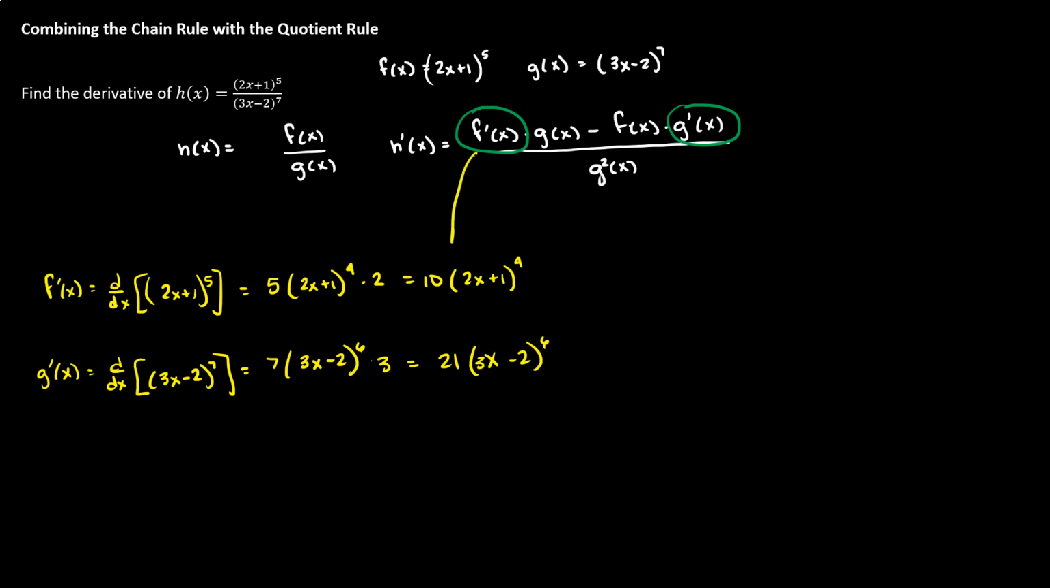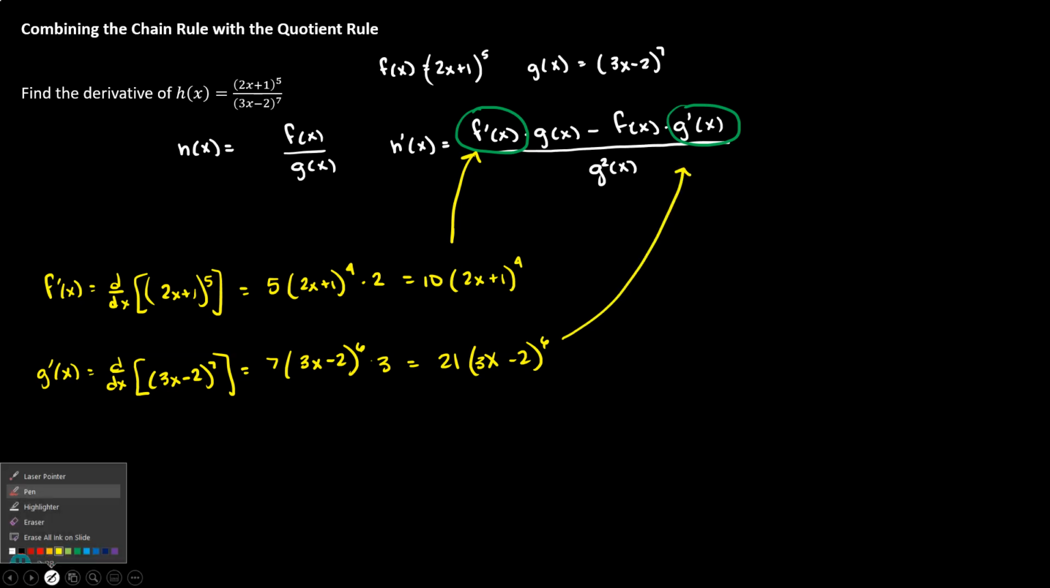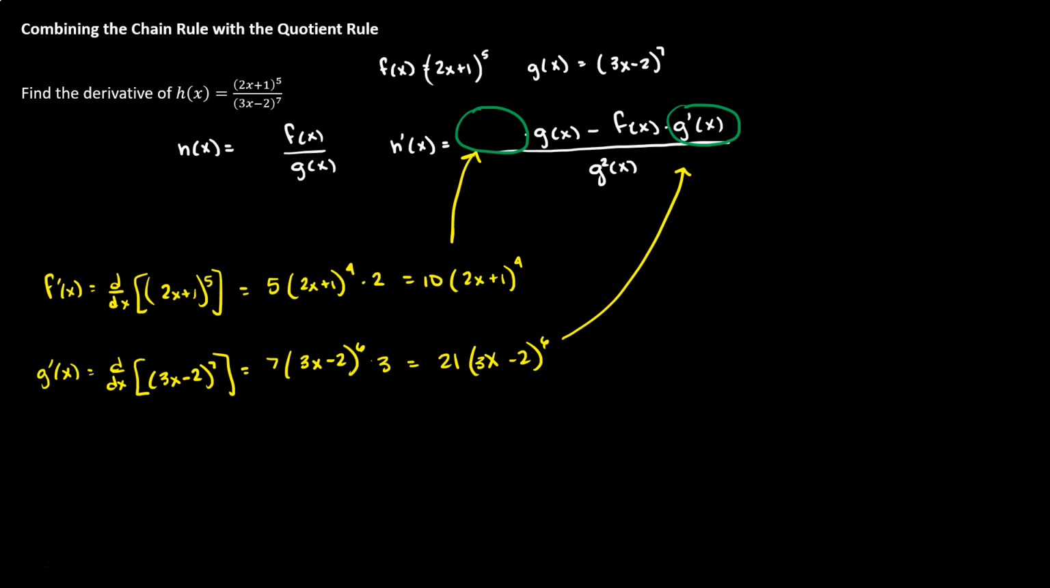And each one of those is going to be plugged into our quotient rule roadmap. So to save space, f prime, I'll write that as 10 times 2x plus 1 to the fourth. G prime, I'll write that as 21 times 3x minus 2 to the sixth. And then we don't need this anymore.